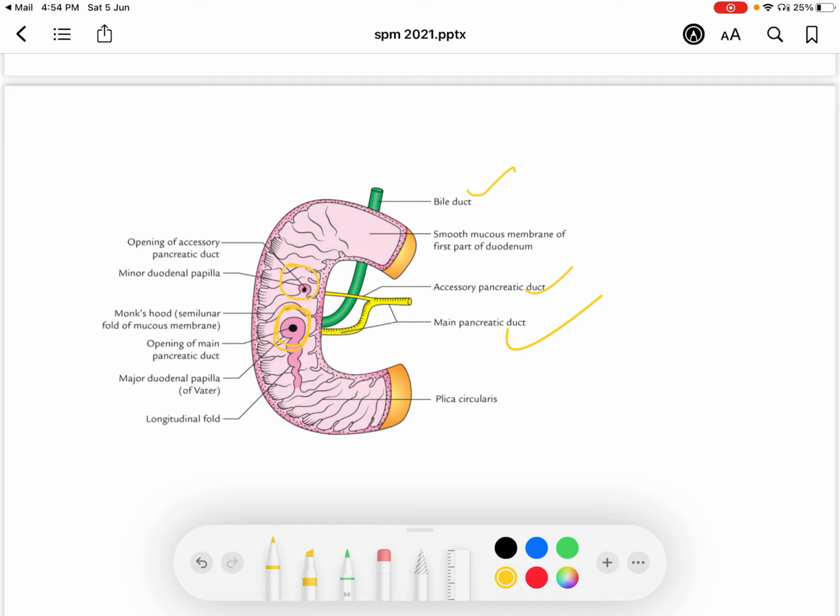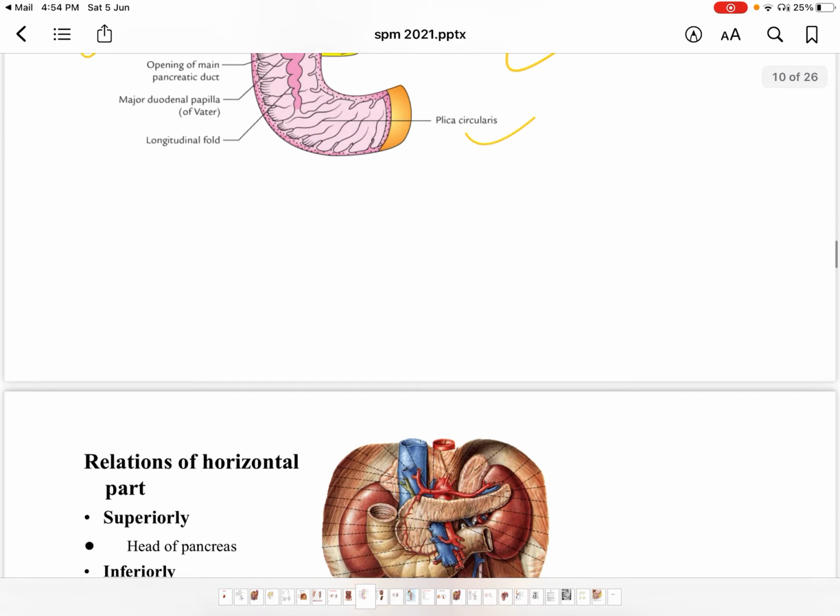Along with this, you can see these are the plica circularis, and this plica circularis forms an arch above the major duodenal papilla. You can see here this arch. This is the monk's hood, a semilunar fold of the mucous membrane, forming a hood-like structure above the major duodenal papilla.